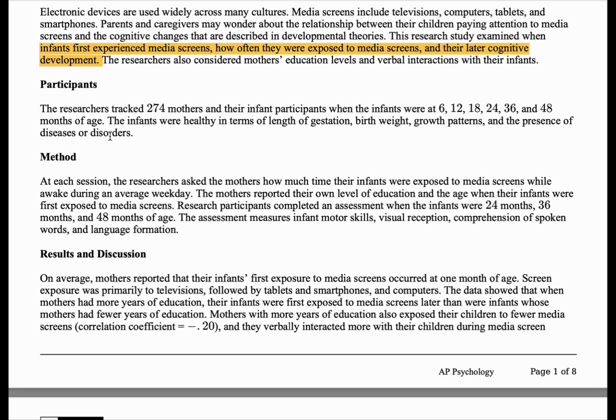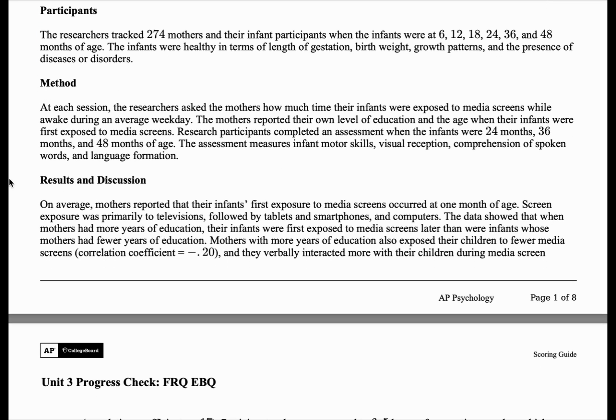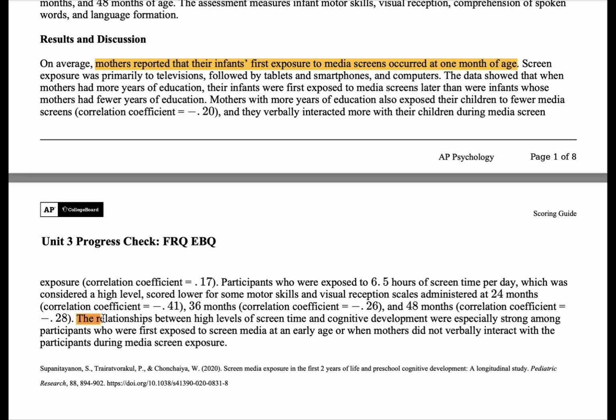It's a longitudinal study. Then they ask their mothers how much time their infant was exposed to a media screen, measured this way, okay. Results, that's the most important part. It occurred at 1 month, that's pretty early. So here, the relationship between high levels of screen time and cognitive development was especially strong among participants who were first exposed to screen media at an early age.